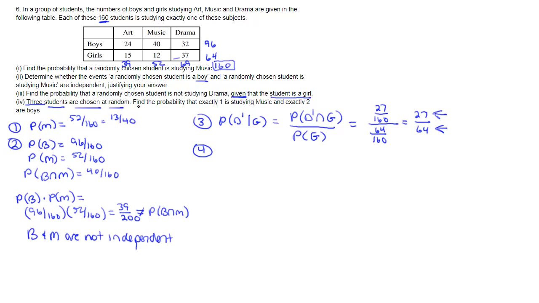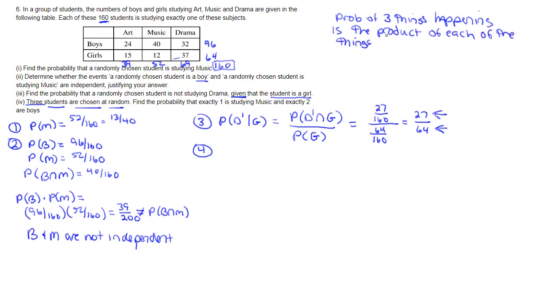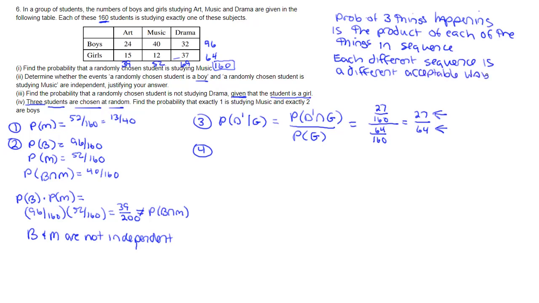In part 4, 3 students are chosen at random. Find the probability that exactly 1 studies music and exactly 2 are boys. All right, so keep in mind, it seems like we're doing one thing, but we have 3 things, 3 elements. We've got to multiply the probabilities together. You've got to consider the different sequences in which they could possibly happen, even though it doesn't seem like it's a sequential kind of a thing. So what we'll do first is we'll say 3 students are chosen at random. Imagine that we're picking one and then picking another and then picking a third.